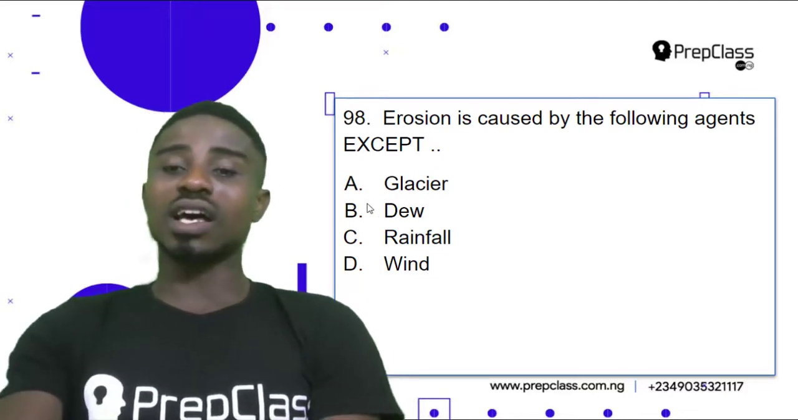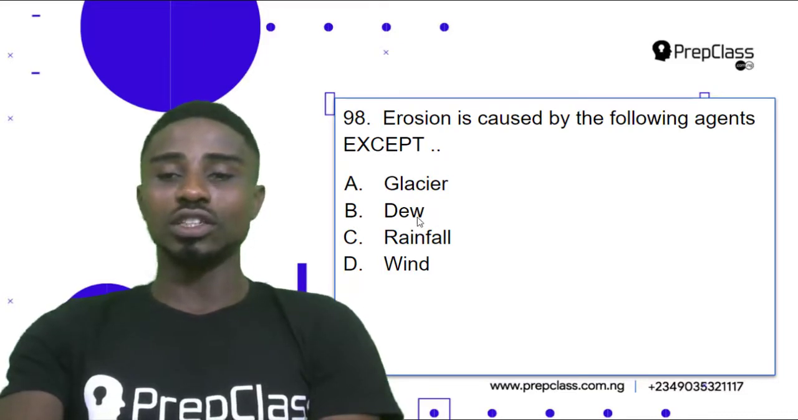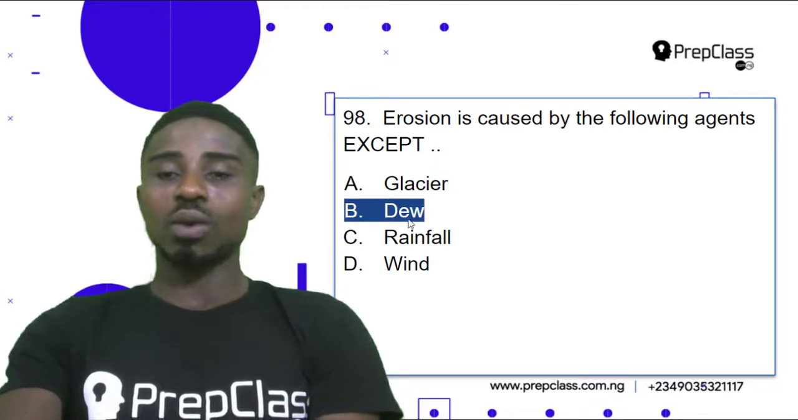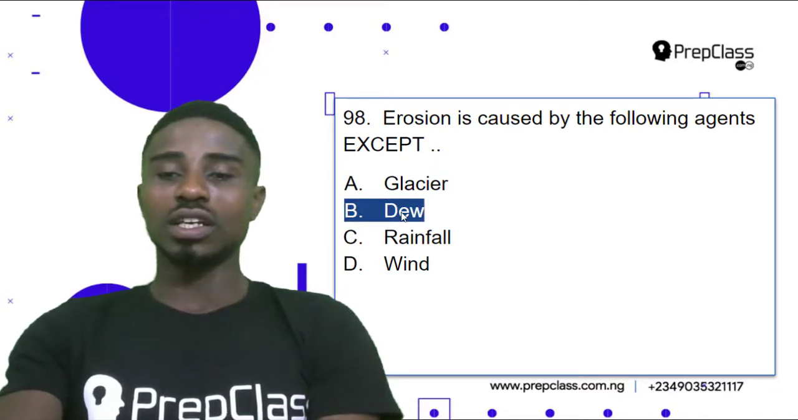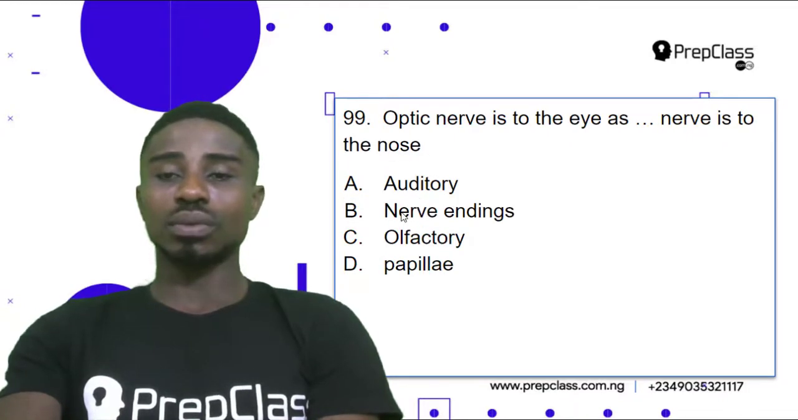So our correct answer would be option B, dew, for question 98. Let's check it out. Question 98, option B, dew, is our correct answer. Let's look at the next question.